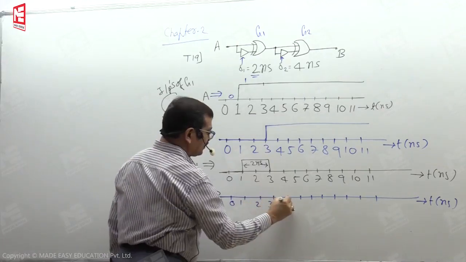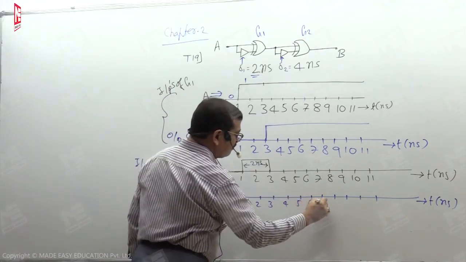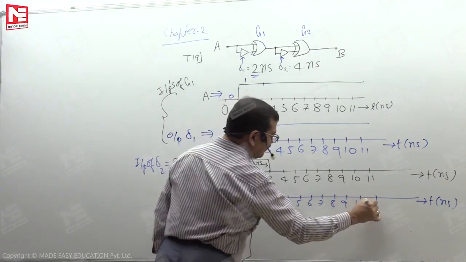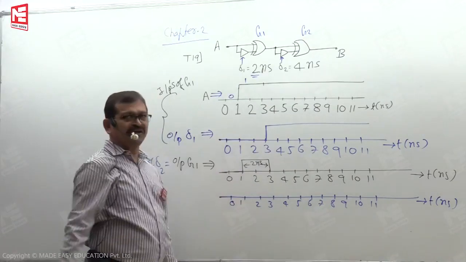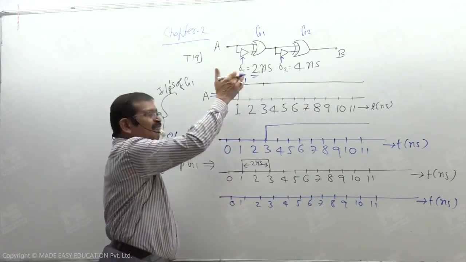So, knowing all this, we are looking quickly at the delta 2 output. The same waveform we are supposed to read, but it is delayed by 4 nanoseconds.